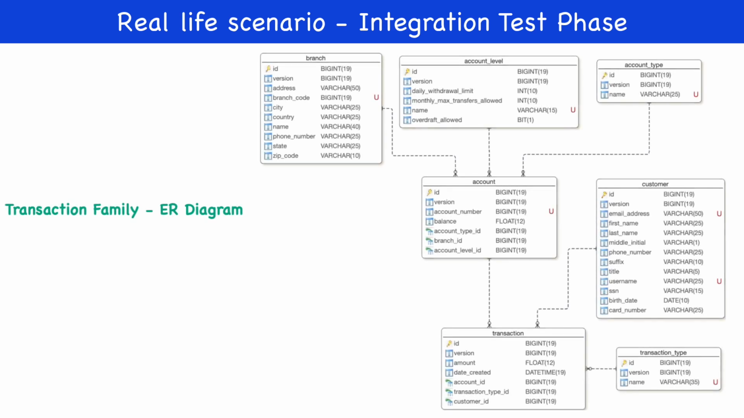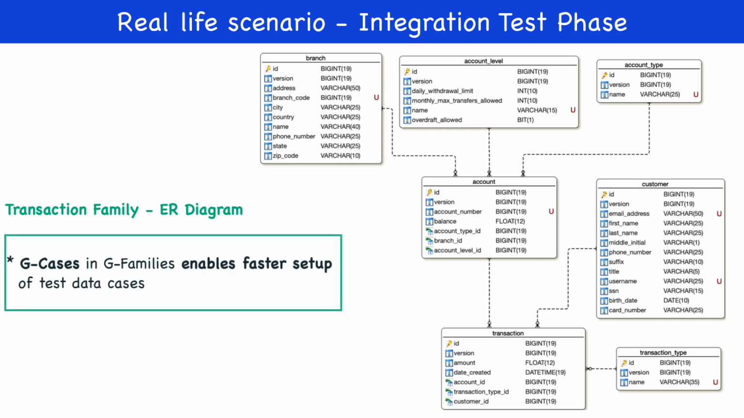As you can see in the transaction table, it has three foreign keys referring to three different tables. Those three tables have multiple foreign keys referring to multiple other tables. Hence, the test data setup becomes quite challenging as we need to maintain referential integrity for the integration test phase. Here is where G-cases comes to the rescue like a superhero, offering its remarkable capabilities to set up the test data case in a few clicks.